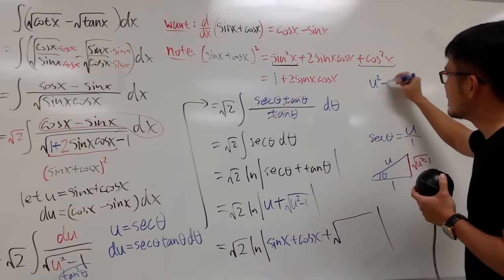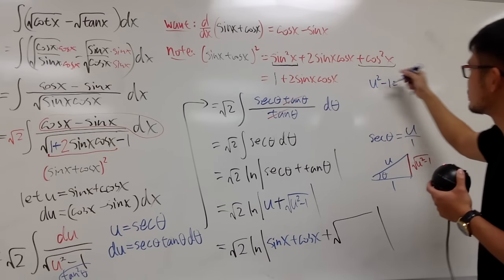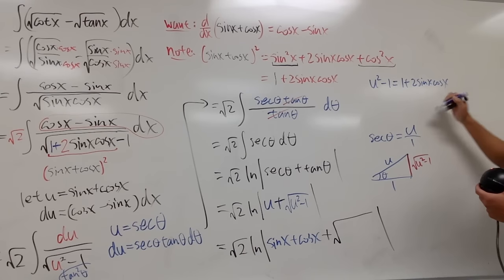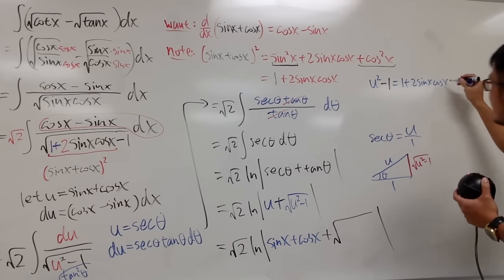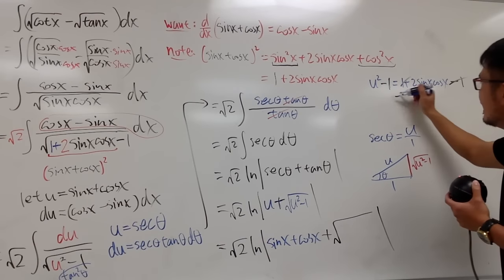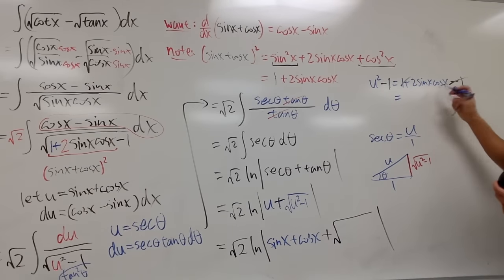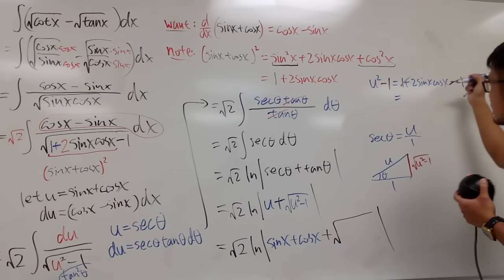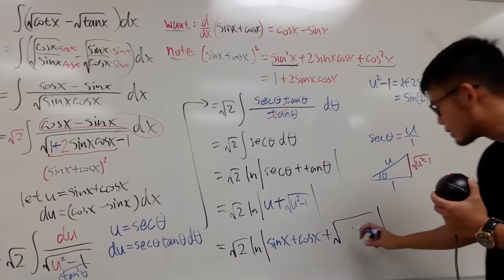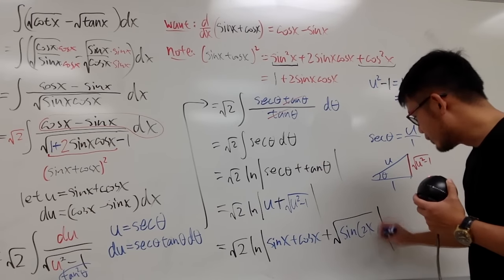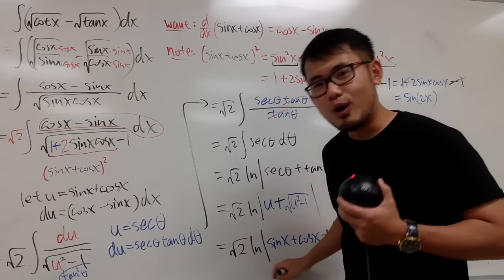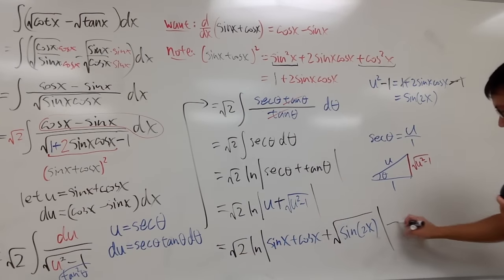u squared minus 1 is the whole thing right here, namely 1 plus 2 sine x cosine x, but then the minus 1, I still have to do that. So 1 minus 1 is 0, so that's good. So u squared minus 1 is just 2 sine x times cosine x, and I'll shorten it by using sine of 2x. I will put sine of 2x right here for the u squared minus 1. And we are all done. So we can put down a plus C.